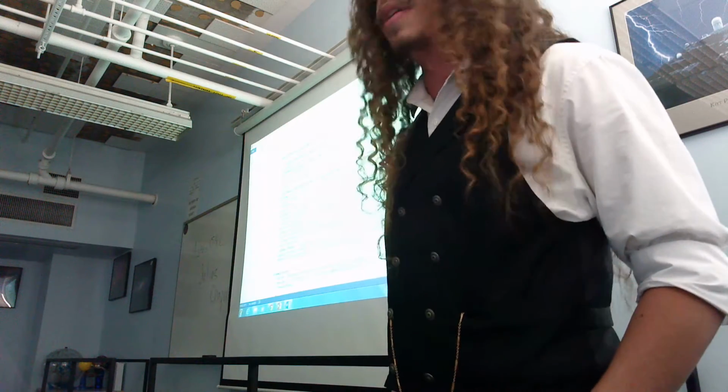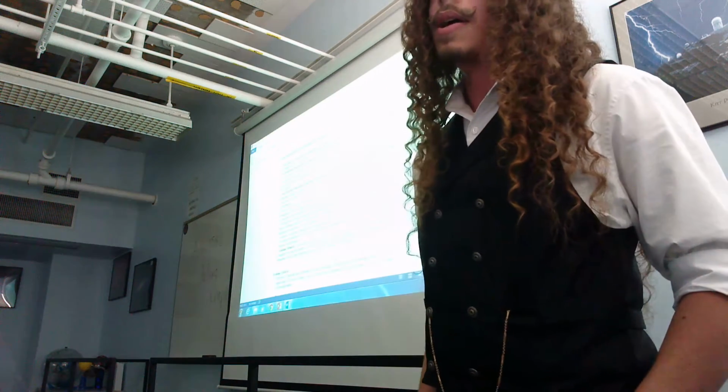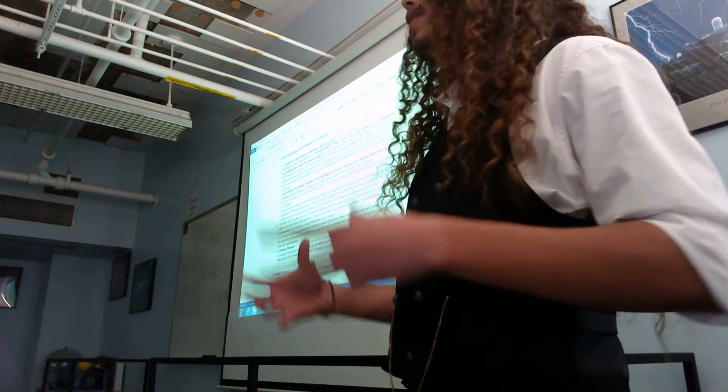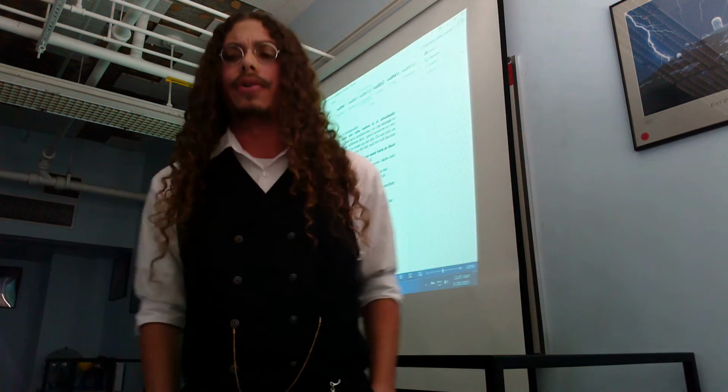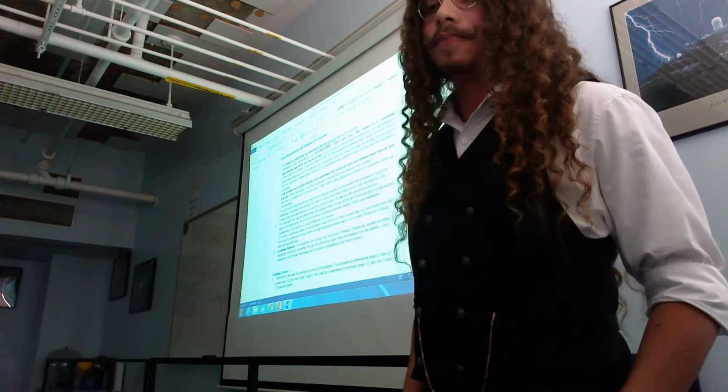I'll have to ask some of the other TAs if they have room in their class, but the space is very limited. There's only 46 computers in here or something like that, so space is really limited.